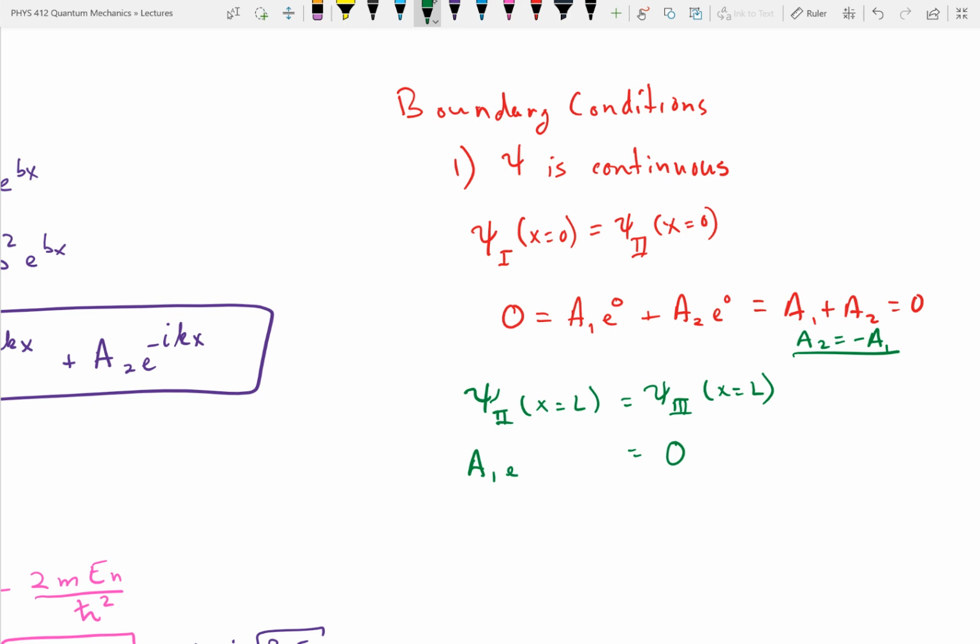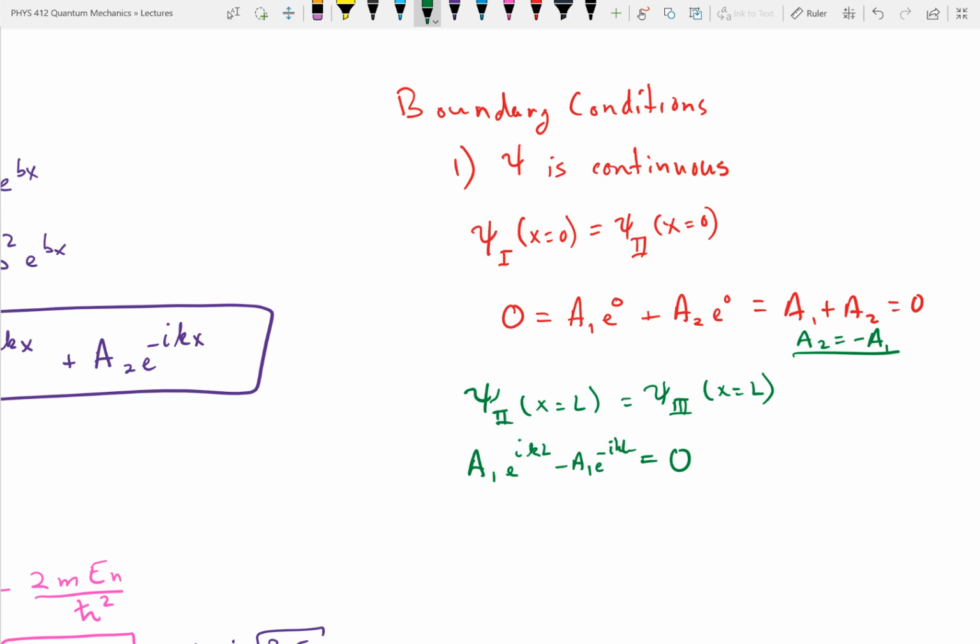A1 e to the ikl minus A1 e to the minus ikl equals 0. So that's giving me a second condition. This is actually good enough.